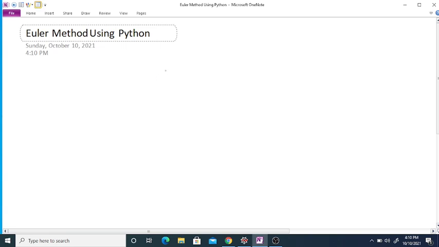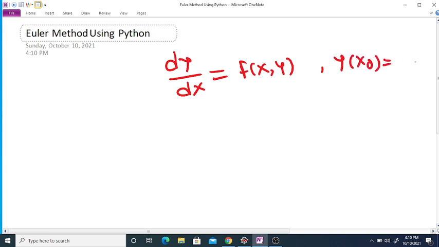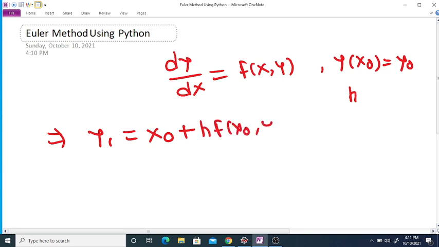Euler method using Python programming, we apply this method to solve the ordinary differential equation of the type dy by dx is equal to f of x y having initial condition y at x0 is equal to y0, and for the given value of h, y1 can be obtained by using the formula y1 is equal to y0 plus h f of x0 y0, and this is the value of y1 at x1 is equal to x0 plus h.